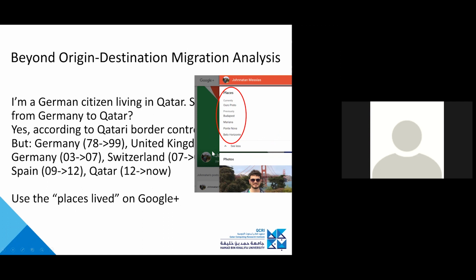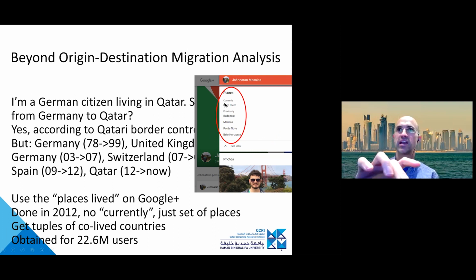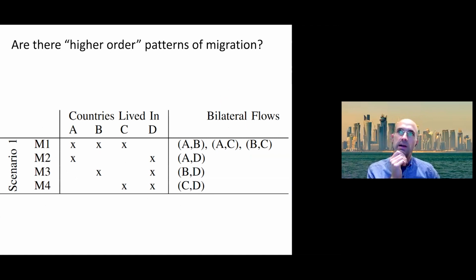At that point, I did not yet have this label of "currently" that was added later. We only had a set of places that this person had lived in in the past. We obtained this data for just over 22 million users. So we knew just the set of countries that they had lived in. So why is that interesting? What is different about this from just origin-destination?